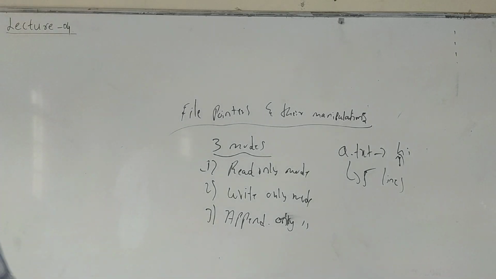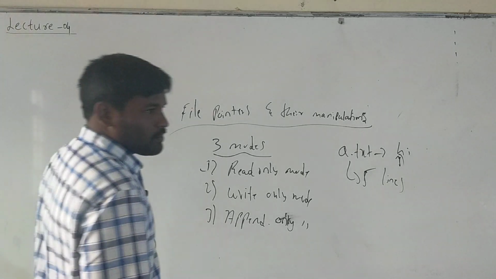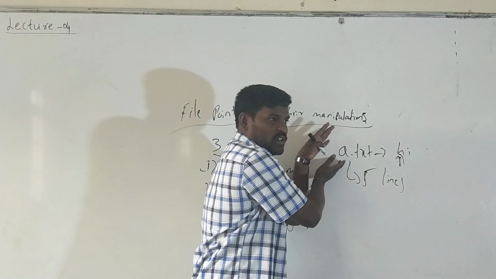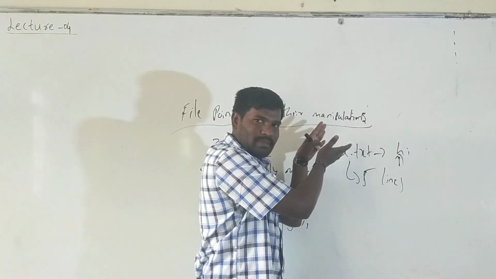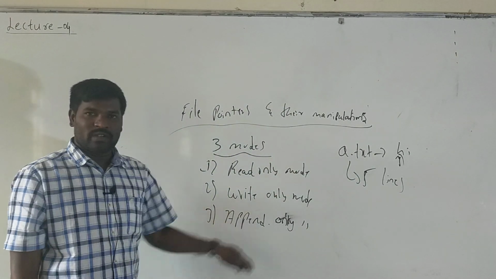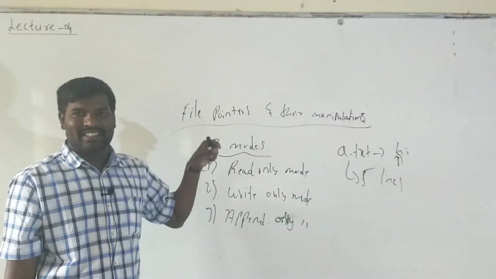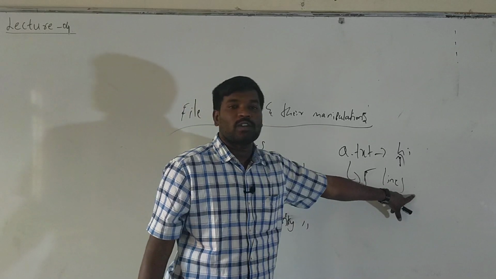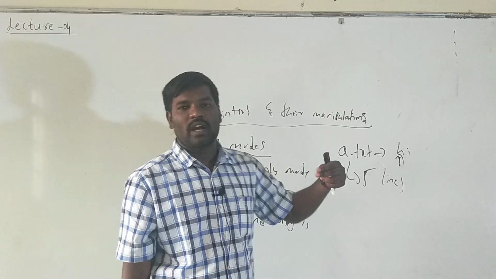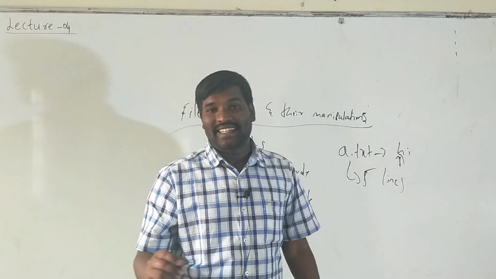And the last one is append only mode. Append only mode means here a.txt exists and it consists of 5 lines. Append only mode means automatically the cursor will move to the end of the file, and from the end of the file again we have to add the content.